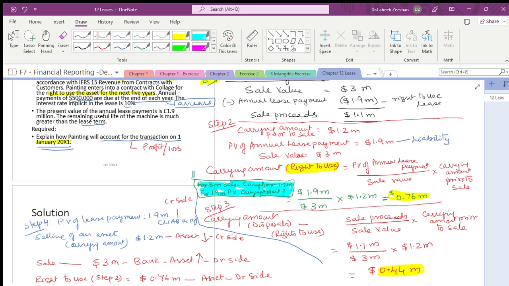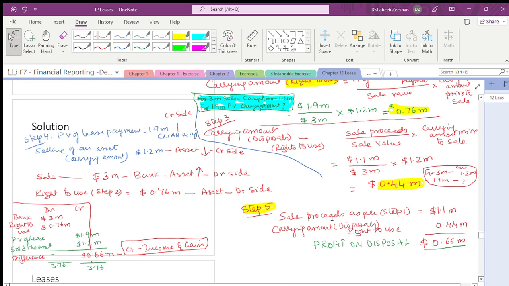We got 1.1 million. But 1.1 million, how much we have to take it? 1.1 million is as per the fair value. Again we have to convert it. The same rule we are using here. For 3 million, carrying amount is 1.2 million. For 1.1 million, what is the carrying amount? Is it 0.44?